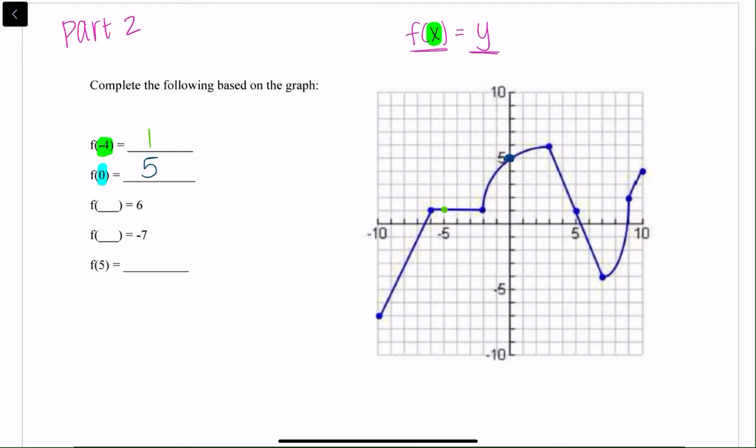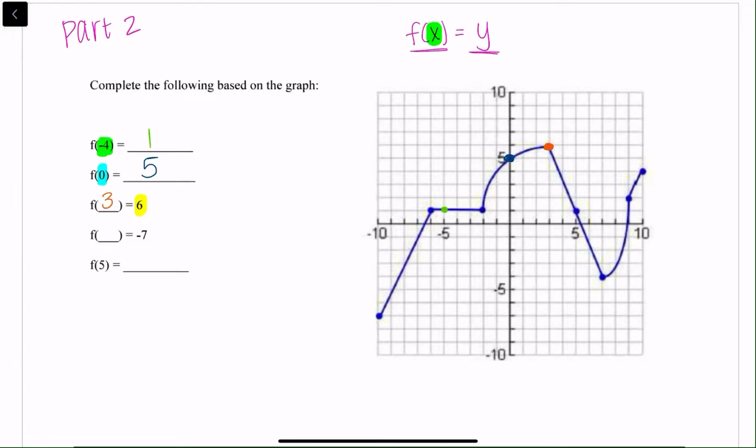My next problem has f of blank, which means it's not giving me an x value, but it says f of blank equals 6, meaning that this 6 value is my y value. So I will go to 6 on my y-axis, which is my vertical axis, and then find my graph. I have to go over 3 spaces to get to my graph. So my x value will be 3.